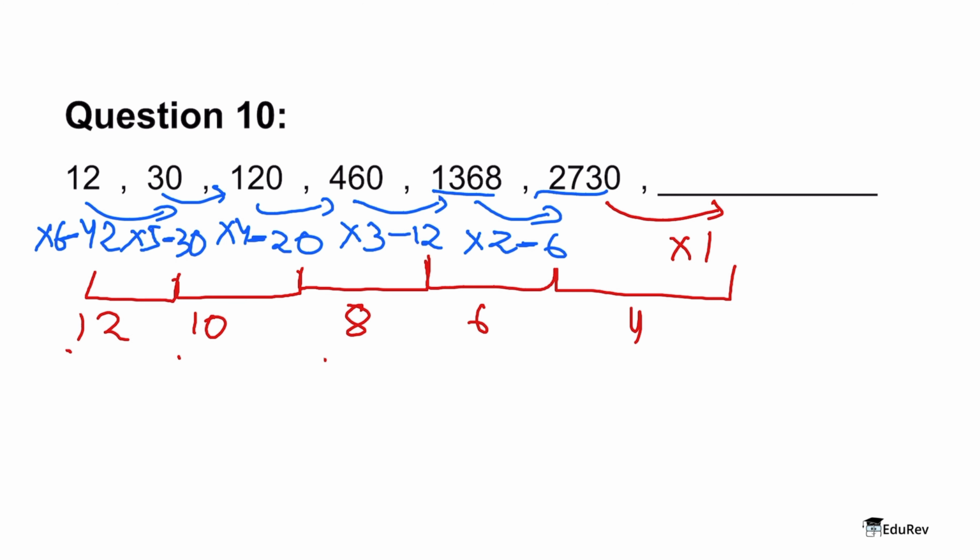And how do we get this? If we are minusing only 2 out of it. So 2730 into 1 minus 2, which clearly gives us 2728. So the correct answer is 2728.